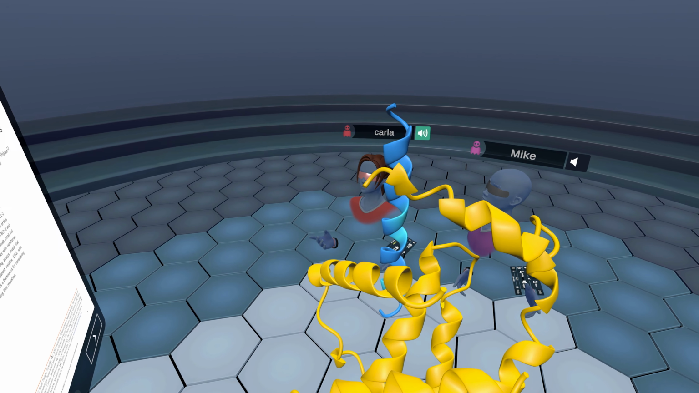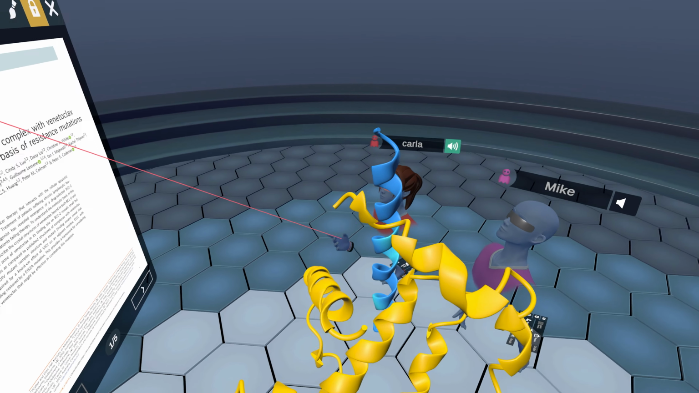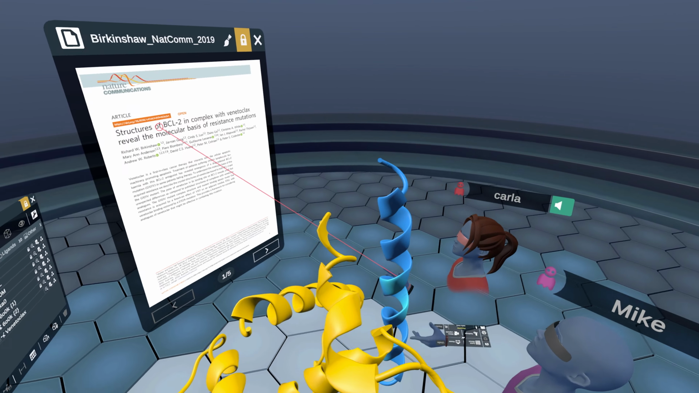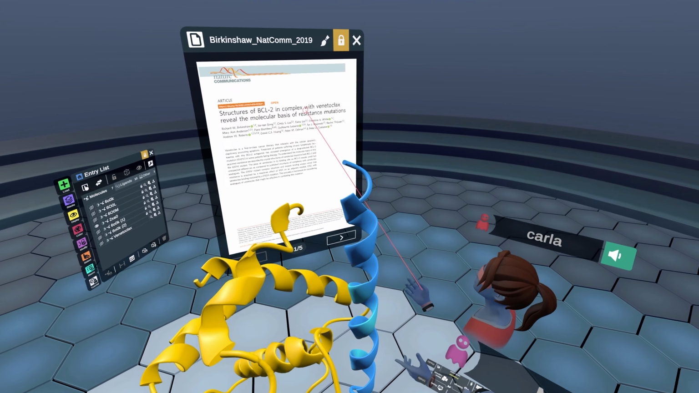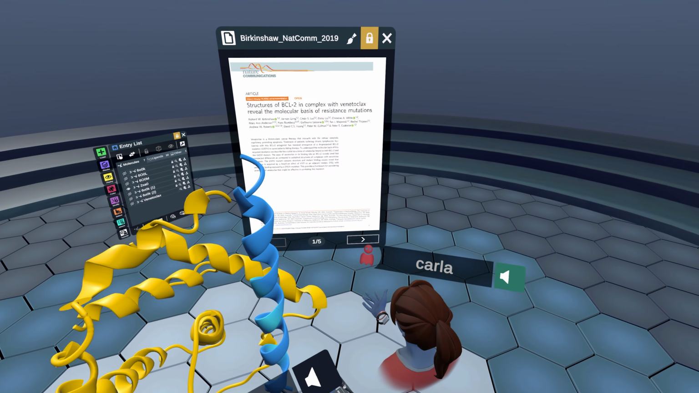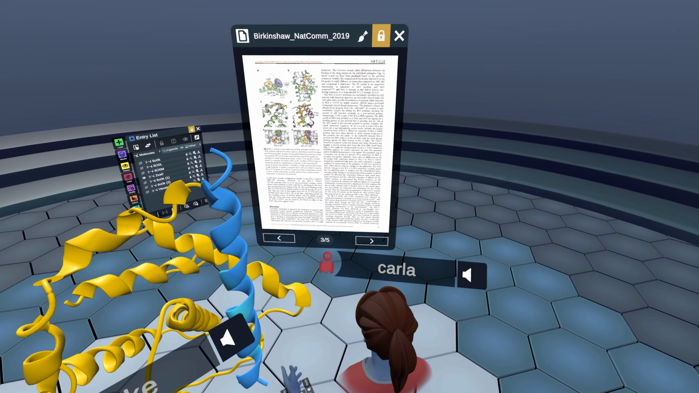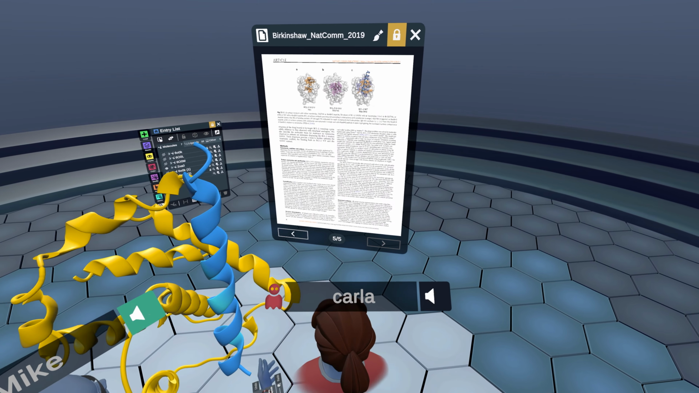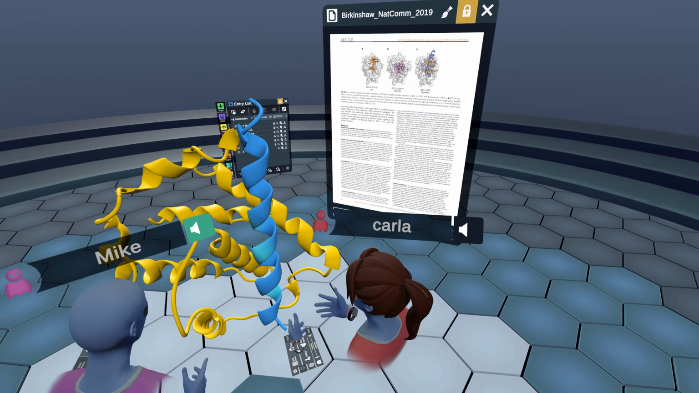And today we are going to be talking about this Nature Communications paper on the subject of BCL-2 in complex with an antagonist drug called Venetoclax, which was developed at Abbvie. Yeah, this is going to be a really exciting discussion today, Carla.